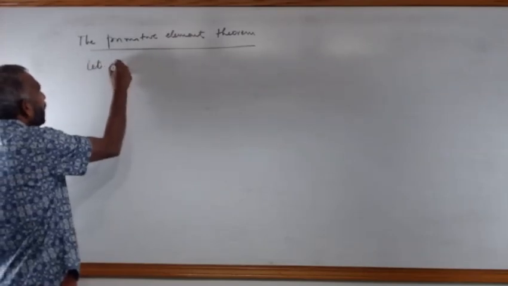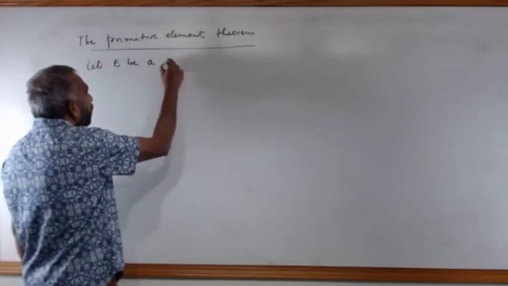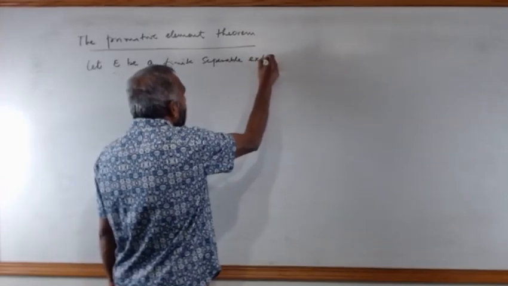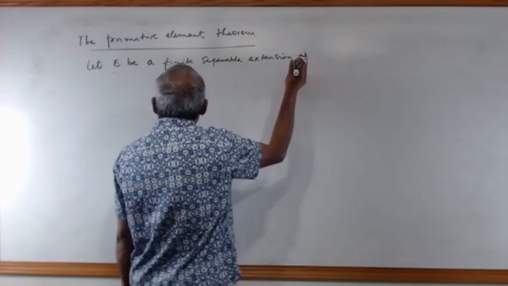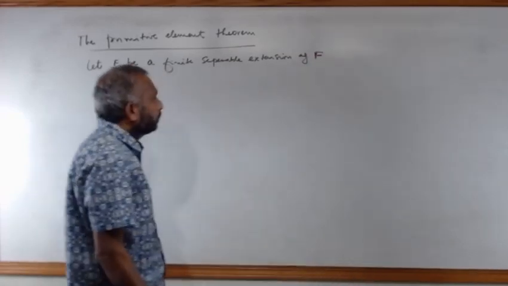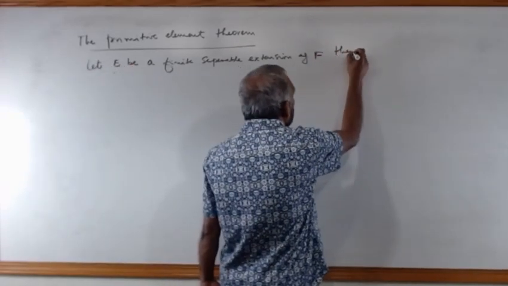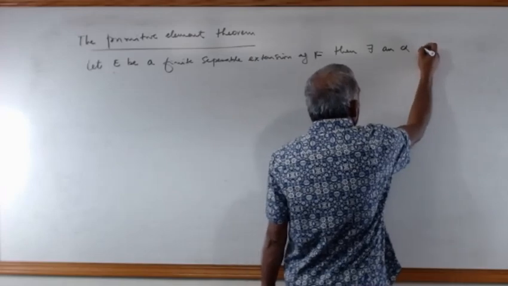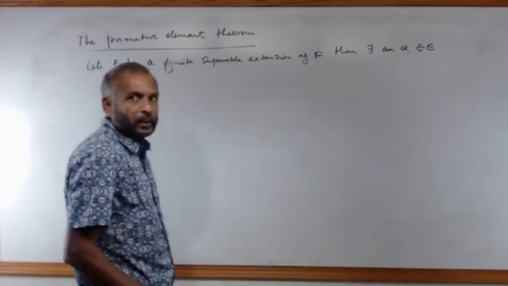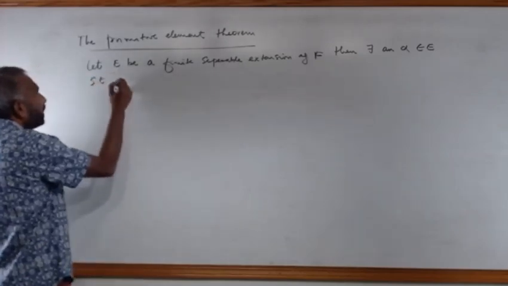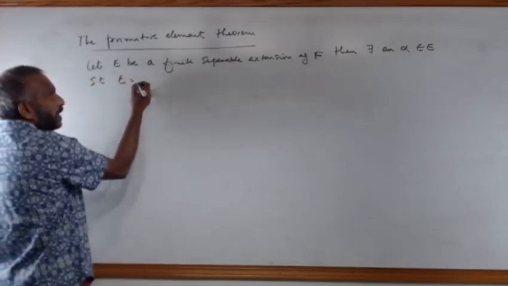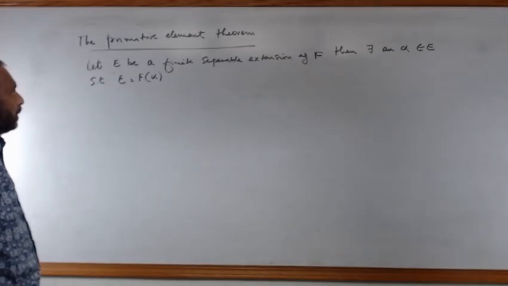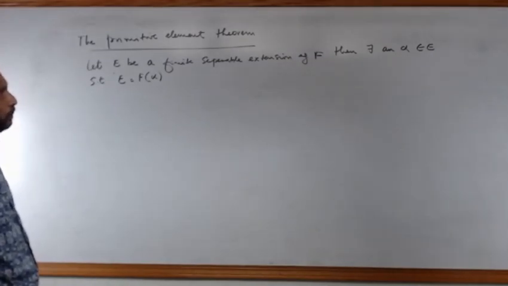Let E be a finite separable extension of F. Then there exists an alpha belongs to E such that E is the simple extension of that element.